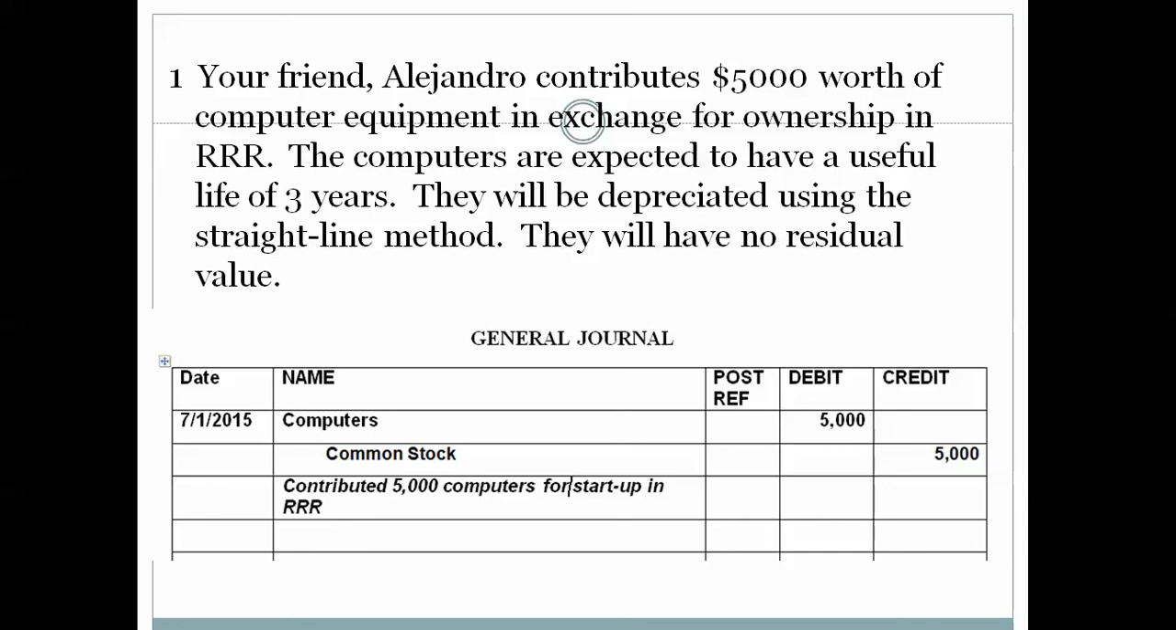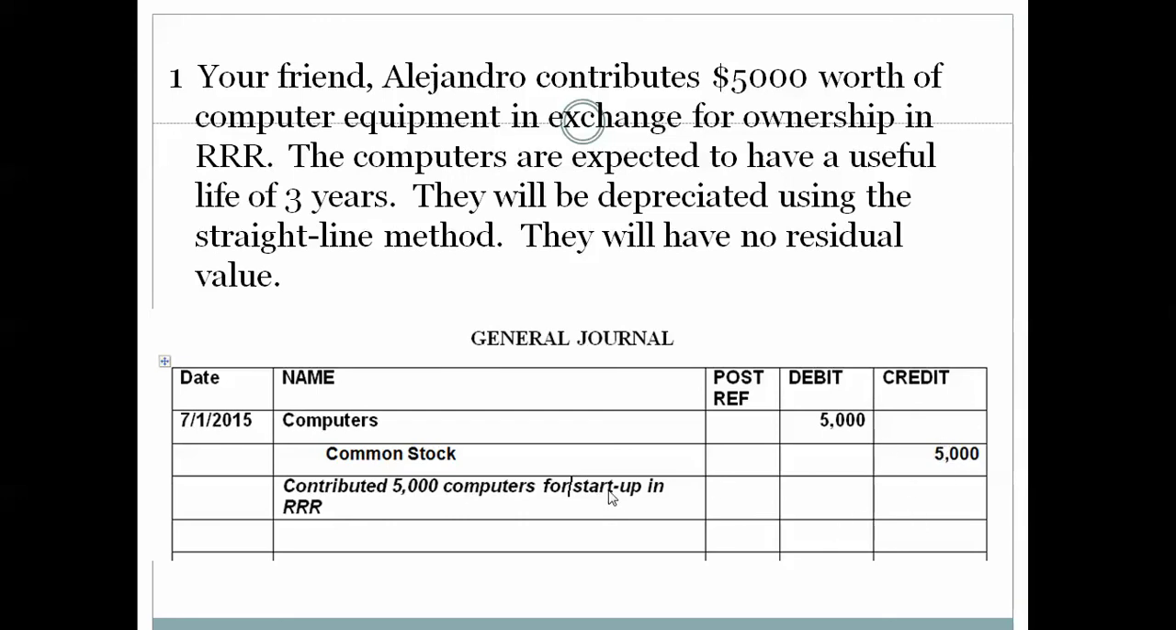We're doing it from what perspective? Runner's Roost. So what does Runner's Roost get? Well, they get computers. What type of an account would a computer be? Do we like getting computers? Do we like having them? Yes, we sure do. So computers are an asset. And if an asset goes up, what do we do? We debit it. We debit the asset. And what did we give? Runner's Roost. We are Runner's Roost. We gave common stock. Common stock equity went up $5,000.